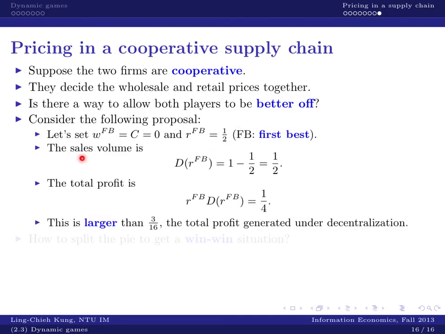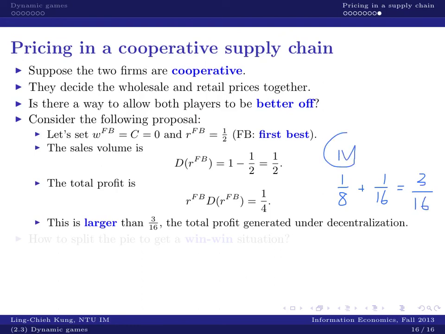Given that the sales volume will be 1 over 2, the total profit will be the retail price times the total demand, which will be 1 over 4. Okay, and 1 over 4 is larger than 3 over 16. And 3 over 16, if you still have the memory, is the total profit generated under decentralization. So when these two firms make decisions by themselves, together they earn 3 over 16. To remind you, this is 1 over 8 plus 1 over 16. That's how you get 3 over 16.